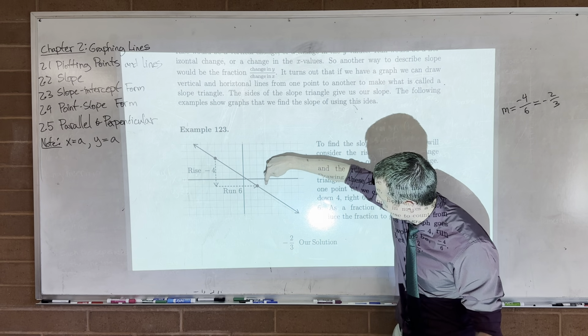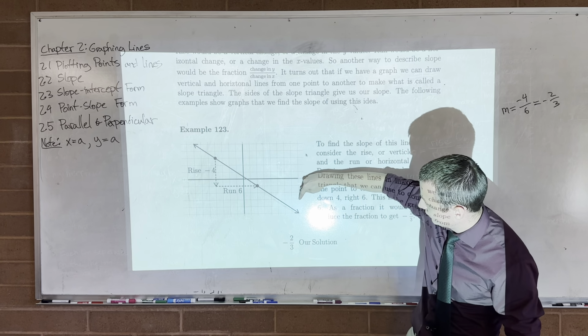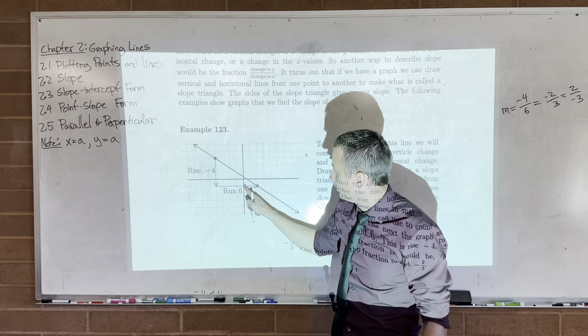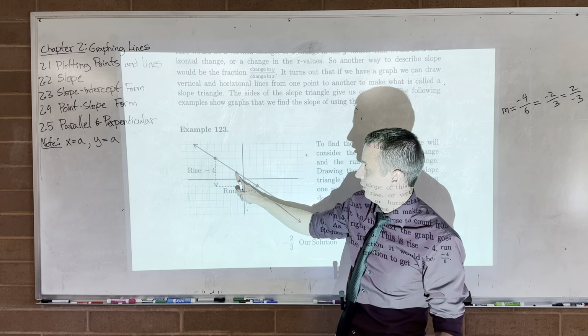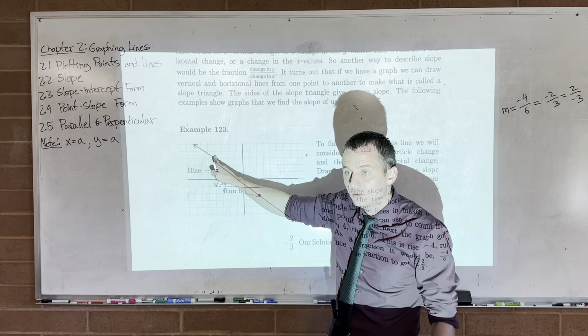So if I go over 3 more, 1, 2, 3, I go down 2. Over 3, down 2. Or you can read it in reverse. You can think about this as -2 over 3, or you can think about it as 2 over -3. This means go up 2 if you go back 3. So if I start right here, go back 3, then go up 2. And it works.